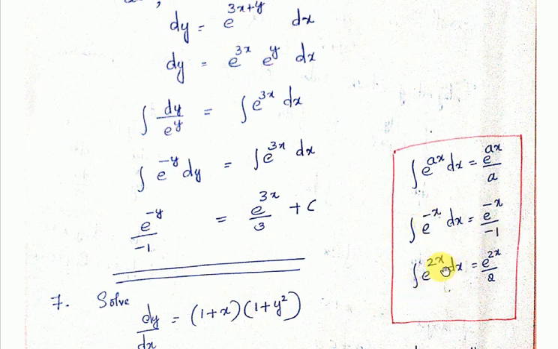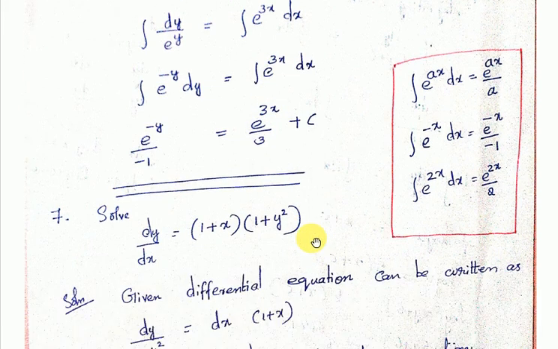Integral e raised to 2x, what is the coefficient of x? 2. So divided by 2. So here e raised to minus y divided by minus 1 equal to e raised to 3x divided by 3 plus c.